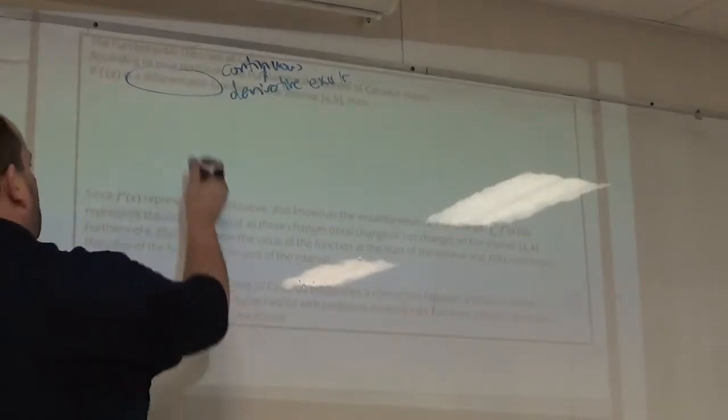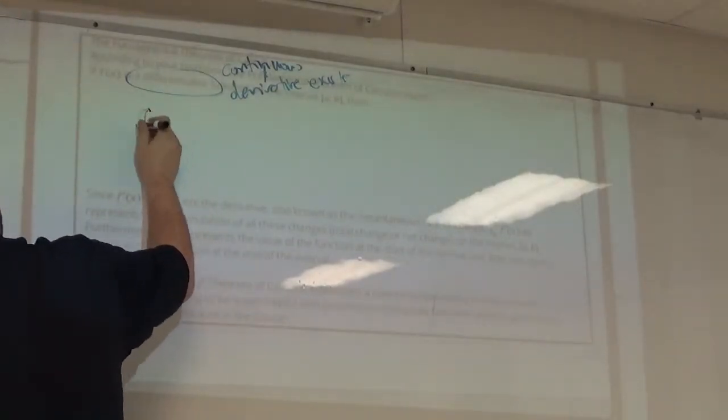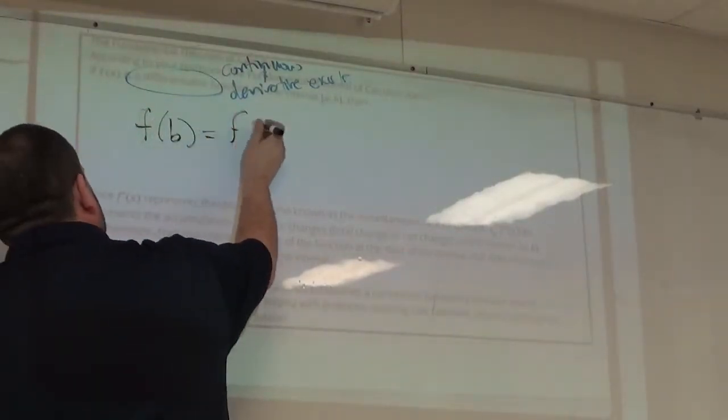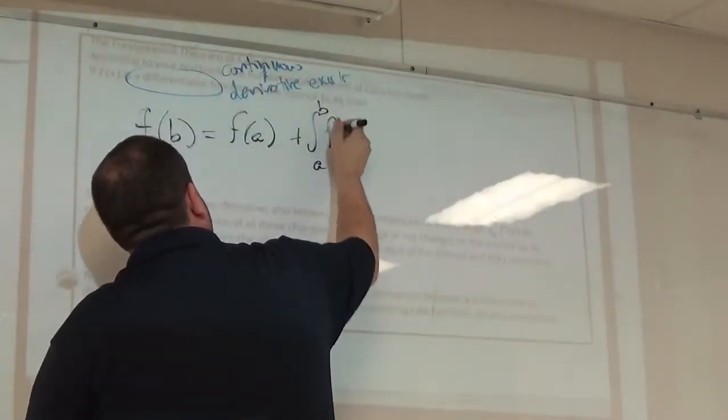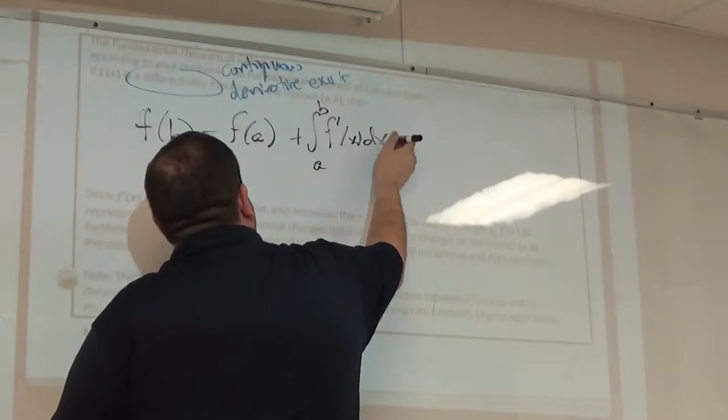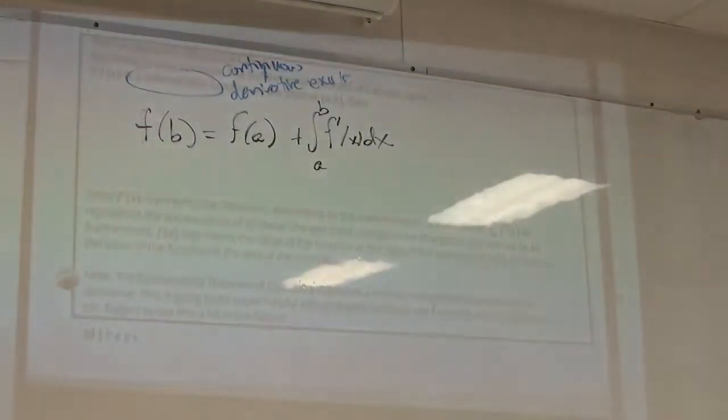Here's what the fundamental theorem of calculus says. Let me write it and then we'll talk. It says that f of b is equal to f of a plus the integral from a to b of f prime of x dx. F of b equals f of a plus the integral from a to b of f prime of x dx. You know this already. You've known it since 4th grade.